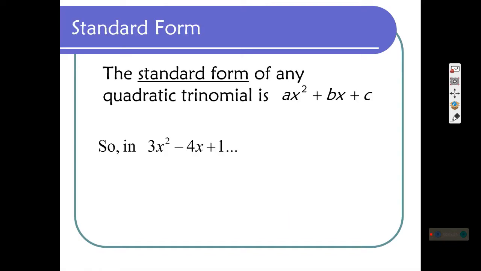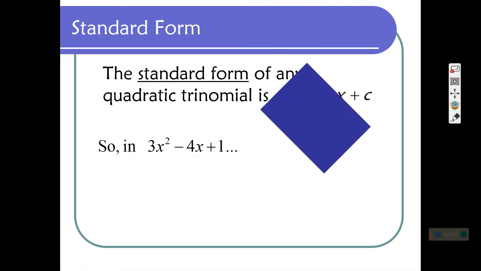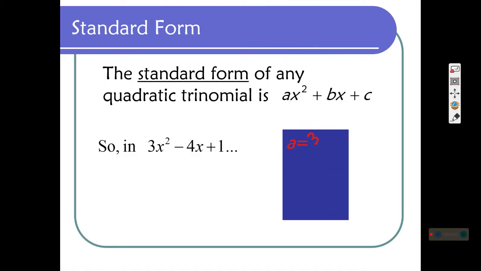Okay. So let's now proceed with the standard form of quadratic equation, or quadratic trinomial rather. So the standard form of any quadratic trinomial is ax squared plus bx plus c. So in the given 3x squared minus 4x plus 1, our a should be 3, our b should be negative 4, and our c is 1.